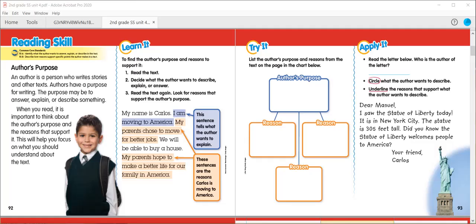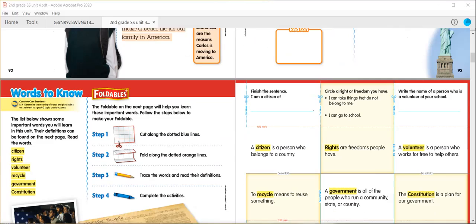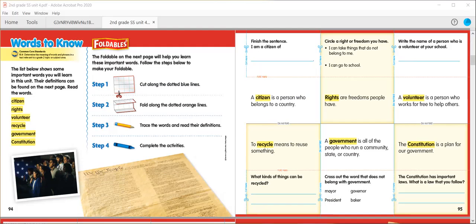Your friend, Carlos. So we know that when we're reading a letter, the person who wrote the letter will usually sign their name off at the very end. So we know over here, the author of the letter is Carlos. He wants to describe the Statue of Liberty, so we're going to circle that. And what he's describing about it, or what he's saying about it, is what we're going to underline. It's in New York City. It's 305 feet tall, and it welcomes people to America. So those are the three things that we can underline in this section. Once you've completed that neatly, we're going to go on to our next pages, 94 and 95.